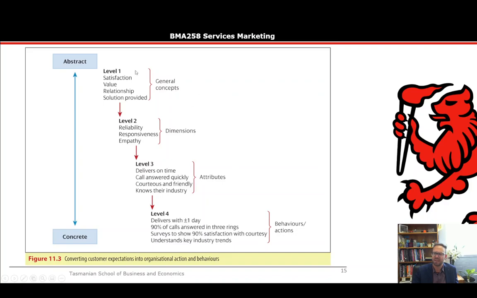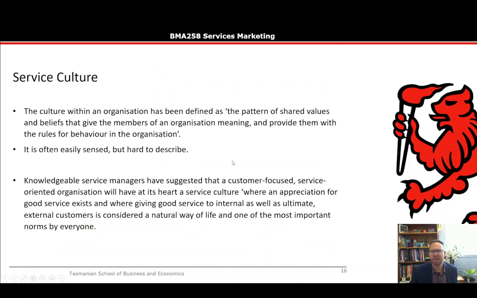Because we know we want customer satisfaction, how good it is, but then what do we actually have to do at the concrete level to achieve that? And remember, this is quite difficult to do and it's going to change too. So while the abstract stuff won't change much, the concrete stuff will need to be adapted and adjusted to continually meet these abstract levels. Right, now service culture.